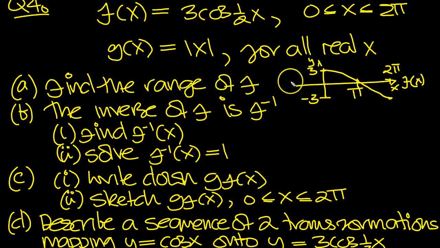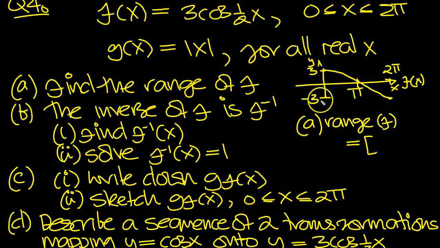So find the range of f. Well, we can see what it is, can't we, as x varies. So part A, which will put the answer here, range of f then is equal to, and it's going to go from minus 3 to 3 inclusive, isn't it? So the inverse of f is f minus 1. Find the inverse of f. So let's have a look at that then.